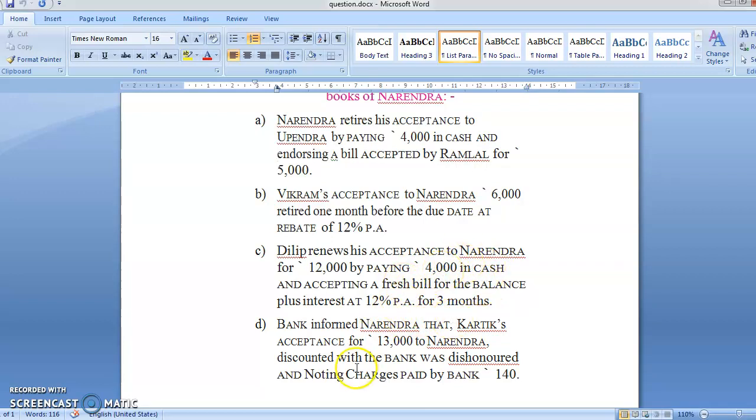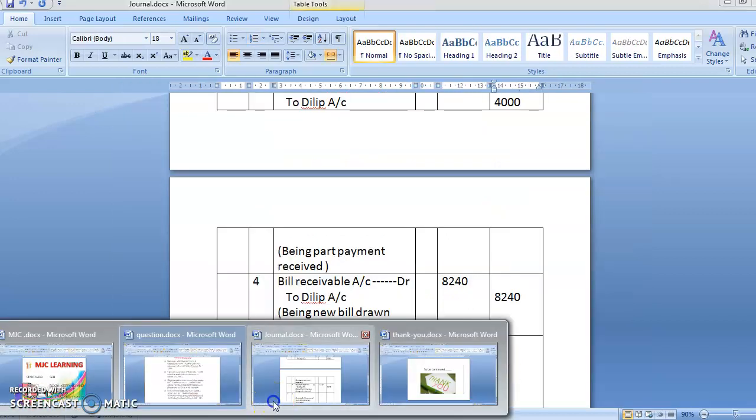Okay students, chalo. Bank informed Narendra that Karthik's acceptance for 13,000 to Narendra, discounted with the bank, has been dishonored. कल ही मैंने आपको बोला था, whenever there is a dishonor, what is most important? The drawee will be debited. So here the drawee is Karthik. So Karthik will be debited. और bill के साथ आपने क्या किया था? The bill was discounted in the bank. So it will come as to bank account.